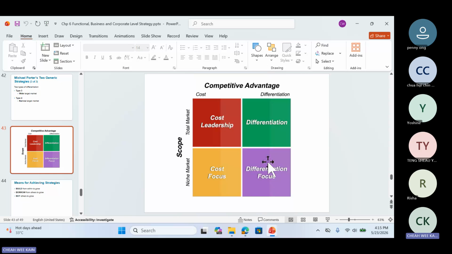So you wake up in the morning and say, okay, I want to do cost leadership. This is wrong. I always repeat, this is wrong. Of course, I'm an old man, I keep on repeating. Each time you select, it's wrong. Why? Why you select this is wrong?